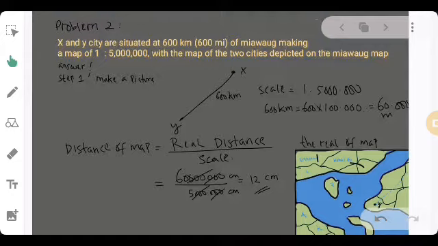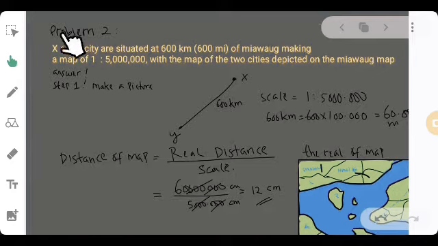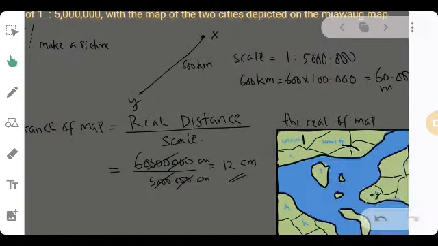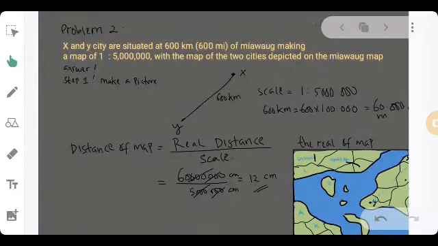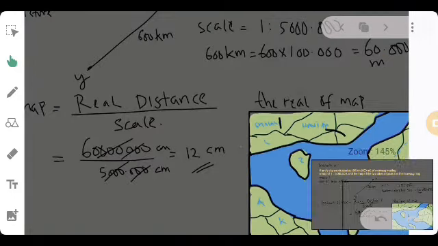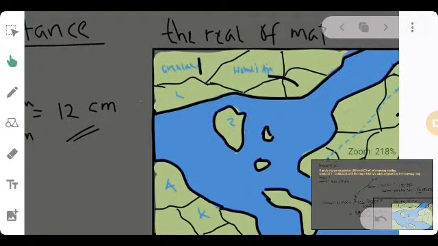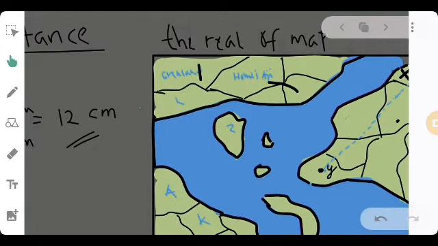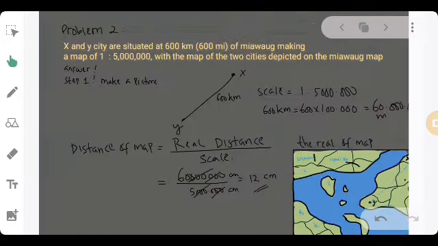Okay, next. Problem 2. City X and city Y are situated 600 km apart, making a map with a scale of 1 to 1.5 billion. What is the distance between the two cities on the map? So there is the picture, you can look again. X and Y.